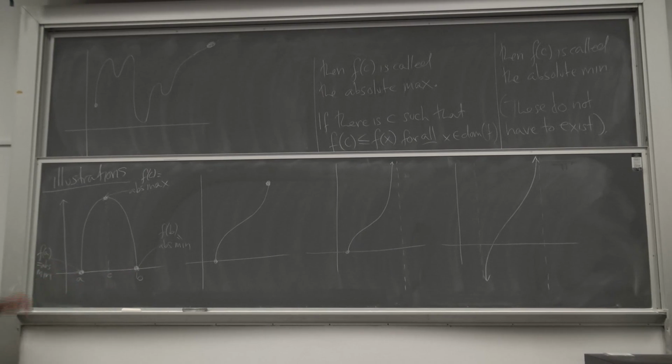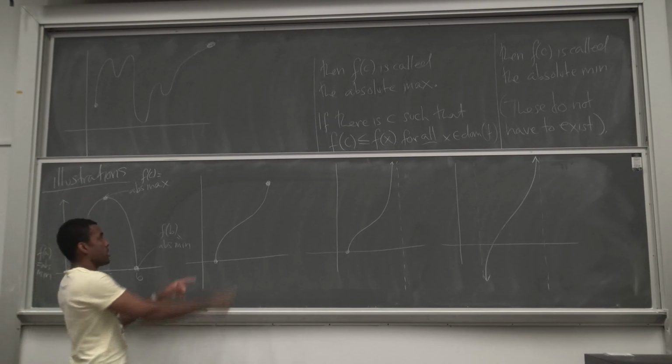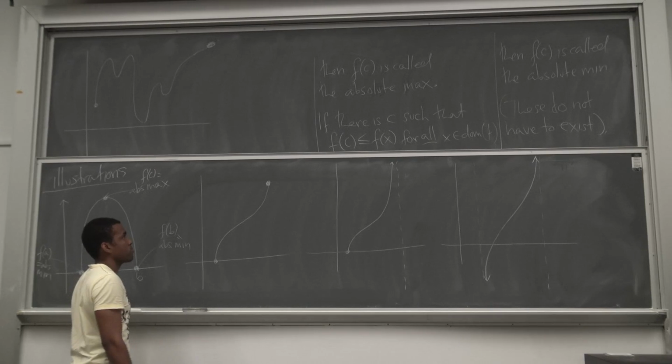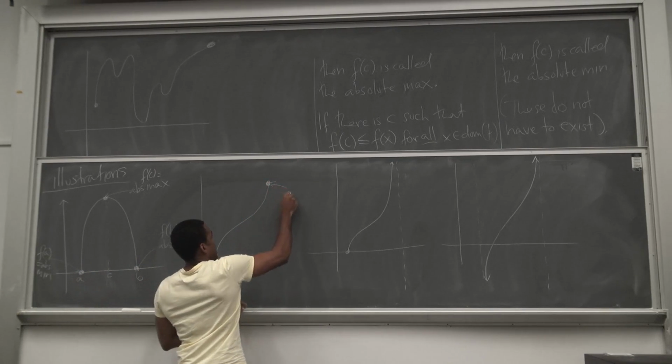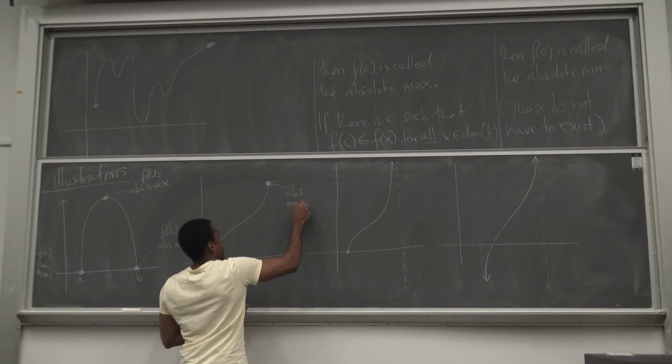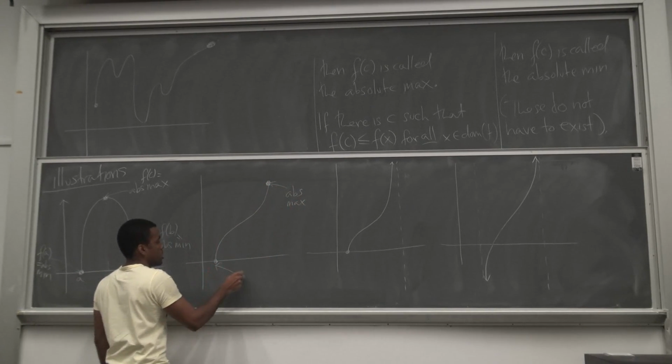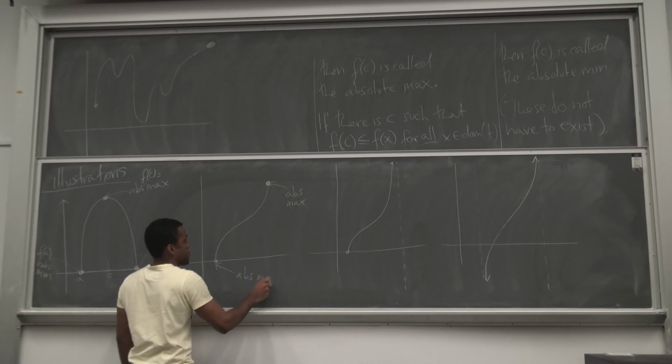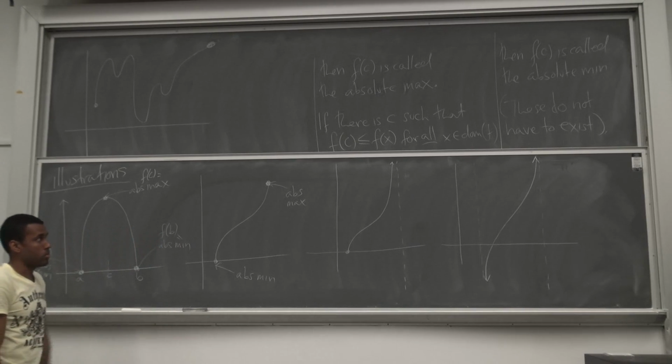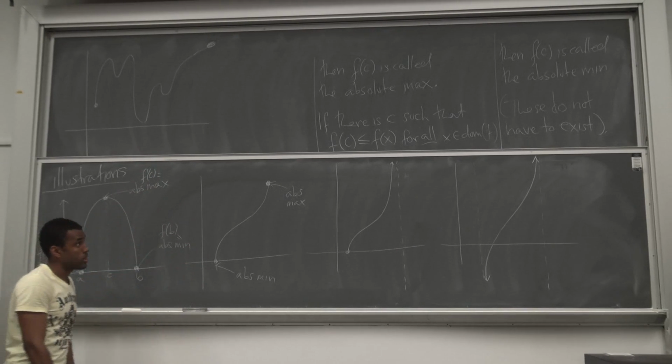And that's basically it. You're looking for the y value that's the biggest out of everybody, or the y value that's the smallest out of everybody. The biggest guy is the absolute max, the smallest guy is the absolute min. What about this guy? Okay, this is the top. So right here, that's your absolute max. Right here, that's your absolute min. That's it. Biggest y value, smallest y value.